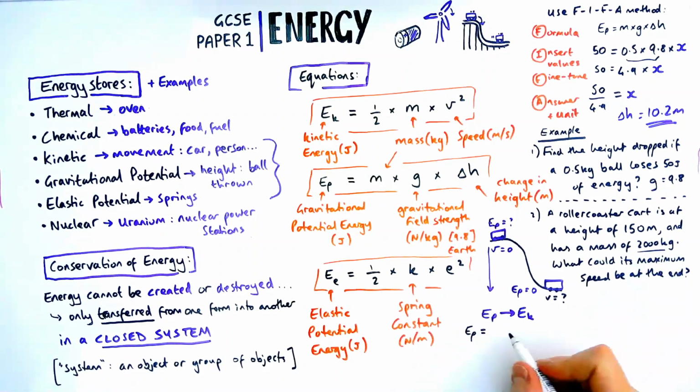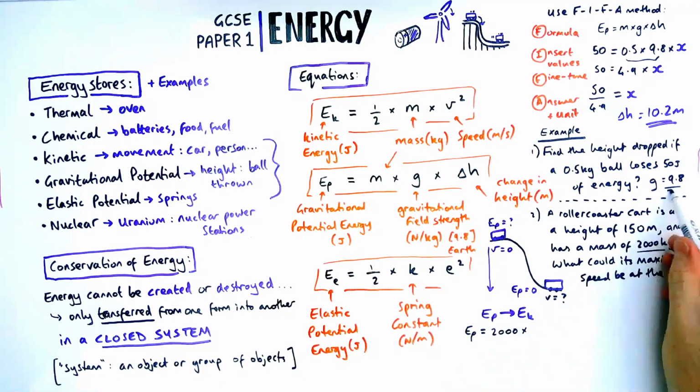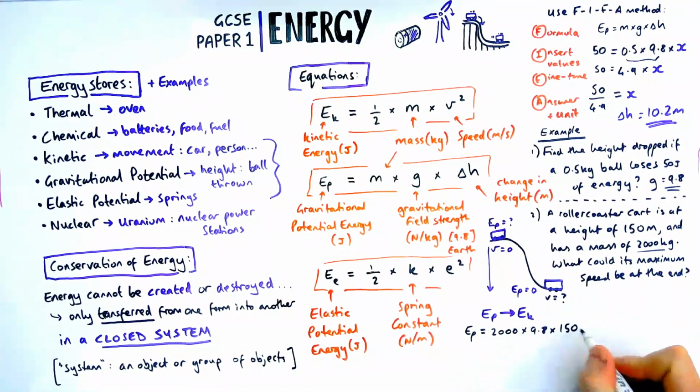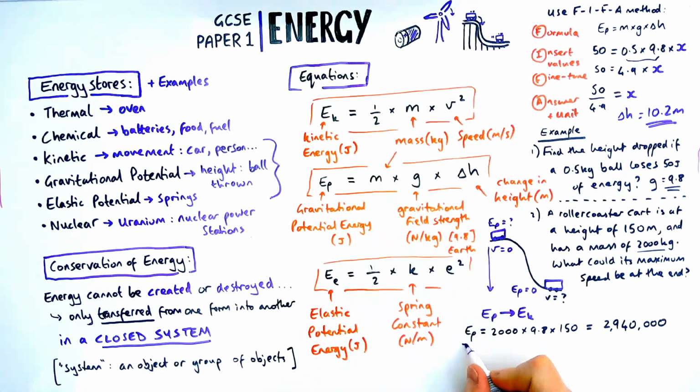So if we work out its gravitational potential energy first, so that's 2,000 times 9.8 times 150 gives us 2,940,000 joules. We can then say, well, if that's all converted to kinetic energy, therefore in the kinetic energy equation, that number equals a half times 2,000 kilograms times the speed squared.